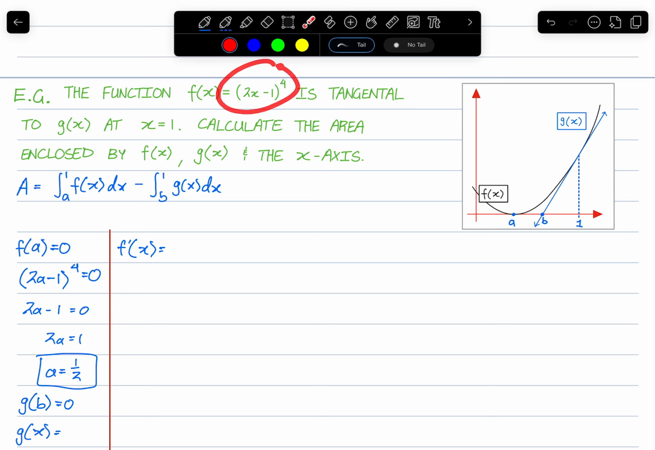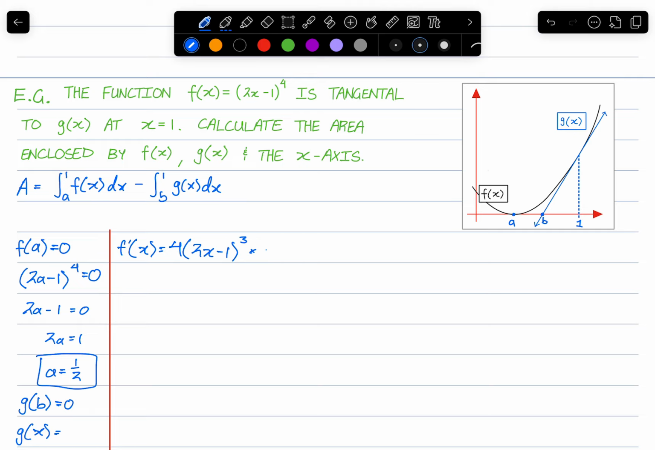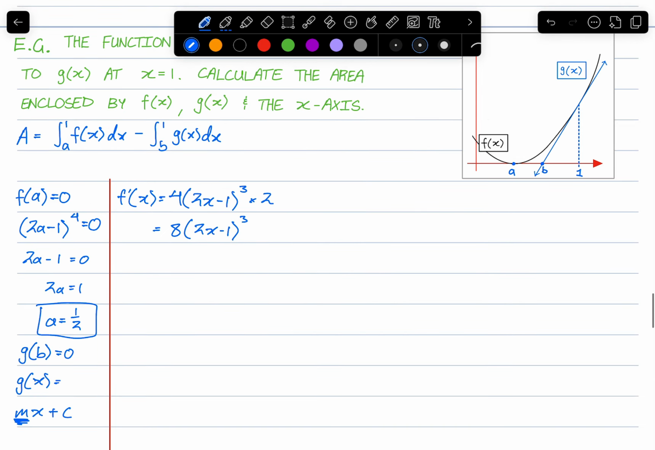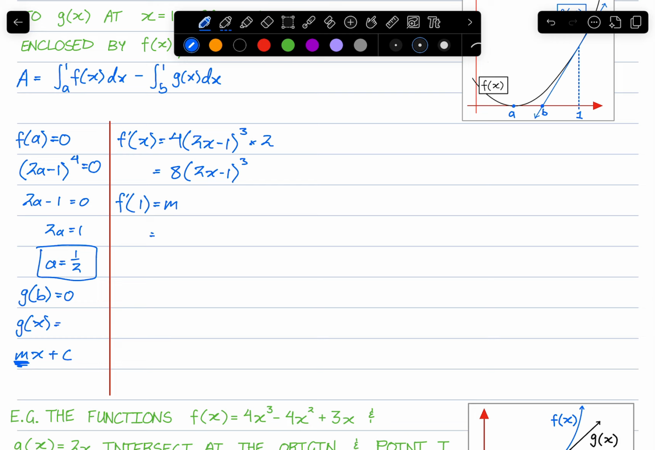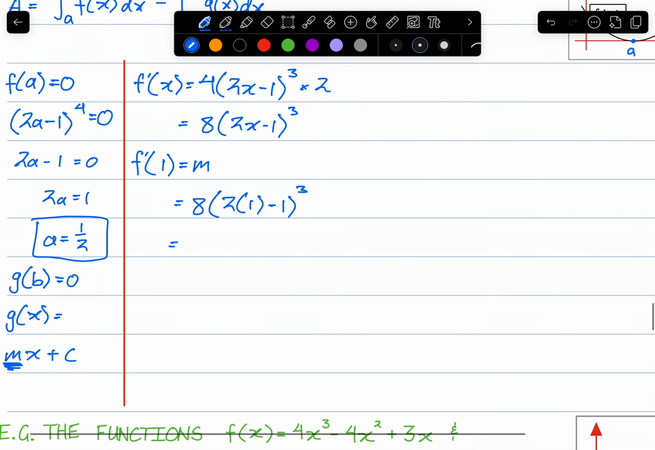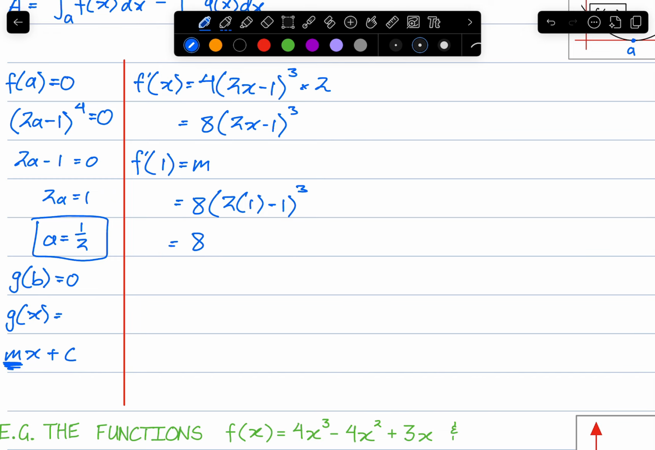So taking the derivative of f using the chain rule, 4 outside of (2x minus 1) to the power of 3 times the derivative of the inside, we get 8(2x minus 1) cubed. From here we can find the gradient of m. f'(1) equals our gradient. So we can calculate that now: 8 times (2 times 1 minus 1) cubed. And I hope you can see that's simply going to be 8.